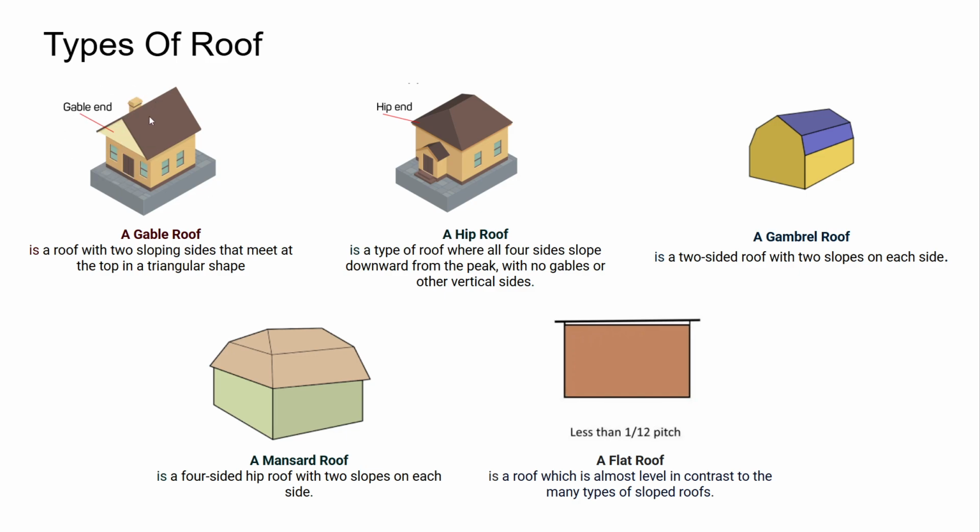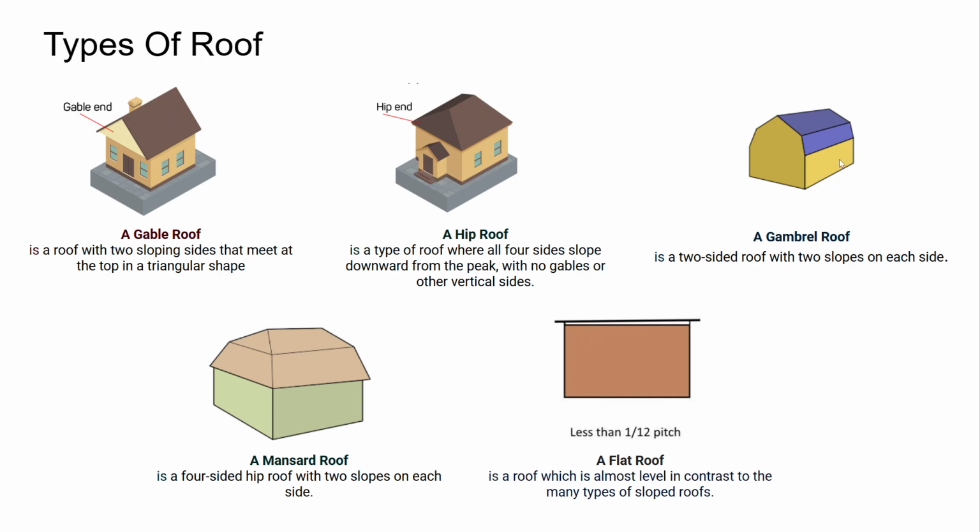On a hip, they cut it back. Okay? And that's called the hip. So if you just took a line from here to here, that would be the hip. Okay, no gables, no vertical sides, just four sloped sides. Those are the two most common in our area.